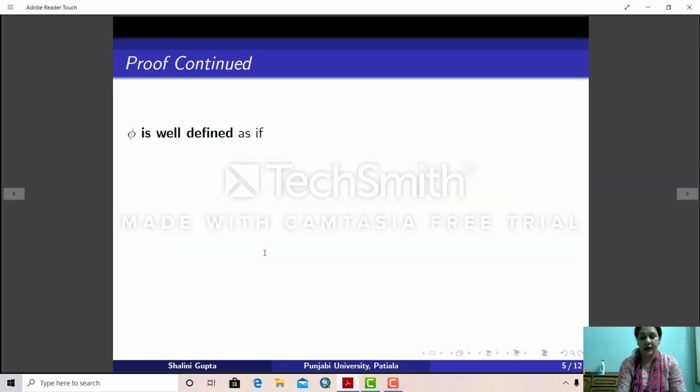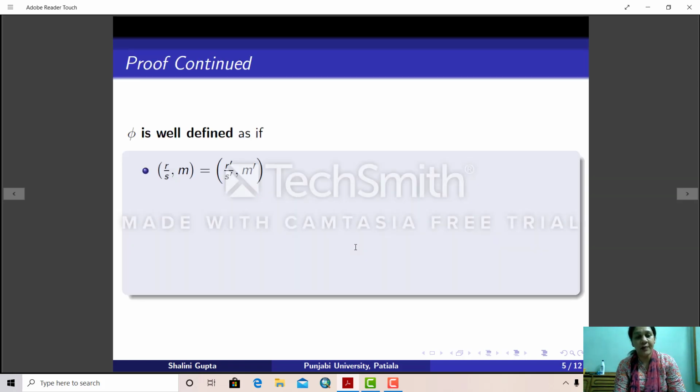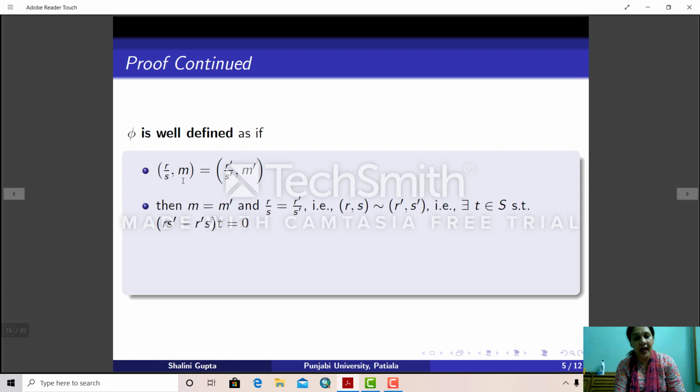So phi is well defined as follows. If we take two elements in the domain, say (r/s, m) and (r'/s', m'), and suppose these two are equal, then r/s will be equal to r'/s' and m will be equal to m'. Now since these two elements are equal, this means element (r, s) is related to (r', s'). That is, there will exist some element t in S such that (r s' minus s r') t is equal to 0.